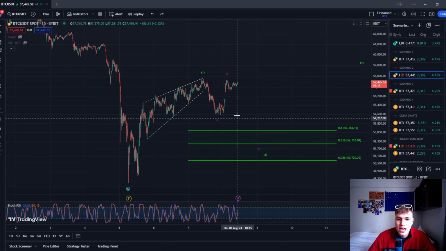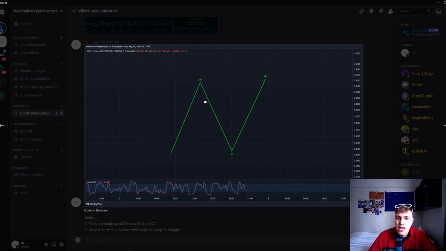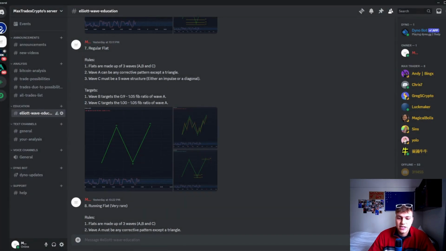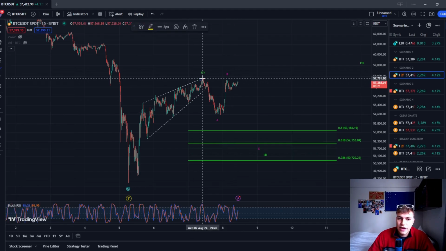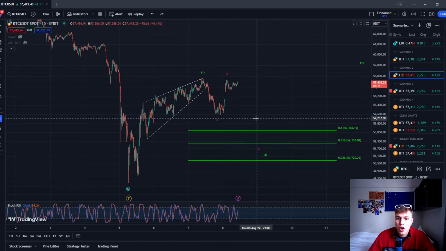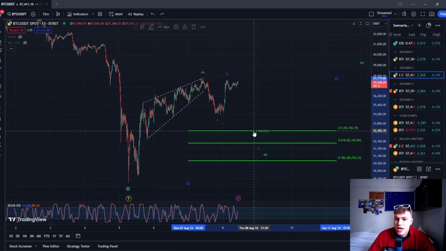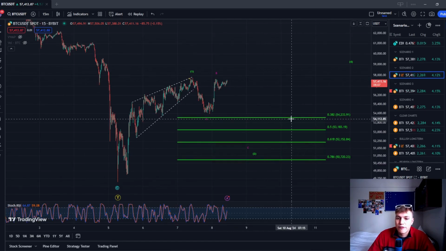Now, if we go to our Discord channel, on our education section, the regular flat here. A regular flat has an A wave up, B wave down that just doesn't take the low of A, and then a C wave up that just takes the high of C. This would be our scenario at the moment, having an A wave down, B wave up, and a C wave taking just the low, and that being the low of wave 2.